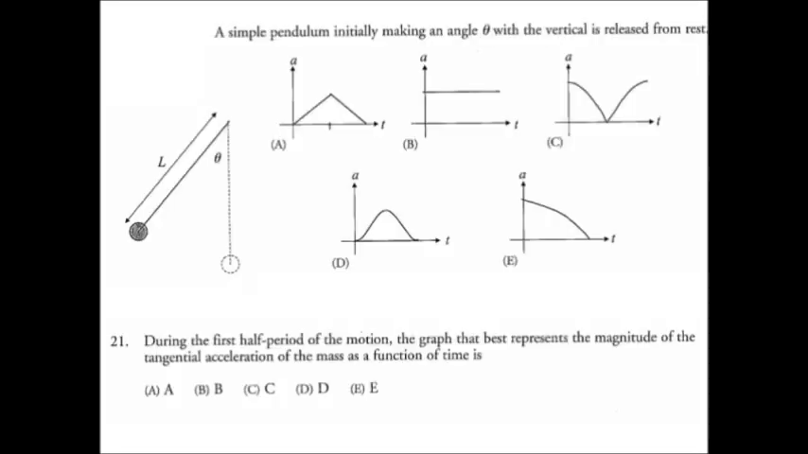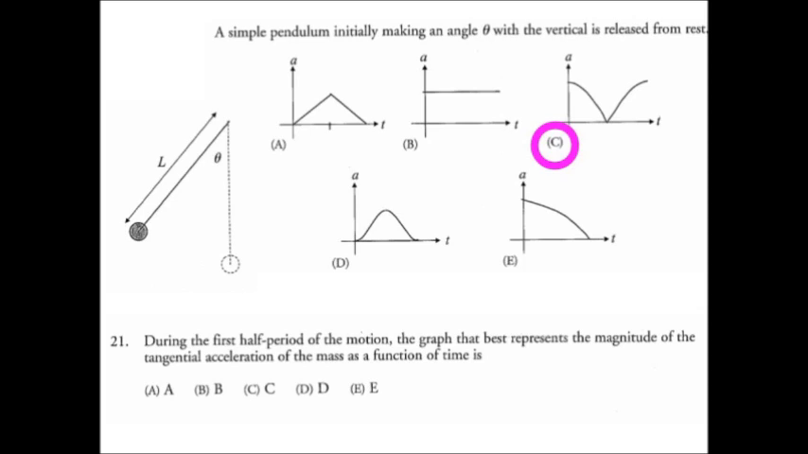A simple pendulum, initially making an angle of theta with the vertical, is released from rest. During the first half period of the motion, the graph that best represents the magnitude of the tangential acceleration of the mass as a function of time is which of the following? Well, we know that tangential acceleration should be proportional to displacement, but in the opposite direction, so that will be graph C. Acceleration is greatest when you're furthest away from the equilibrium point, and then it goes to 0.